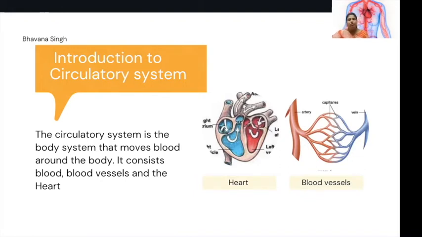Achha, here I want to tell you one more thing. Circulatory means circular, means circle. It starts from one point and finishes at the same point. This is called a circle. So our circulatory system also starts from the heart and finishes at the heart only. Okay, so let's start.